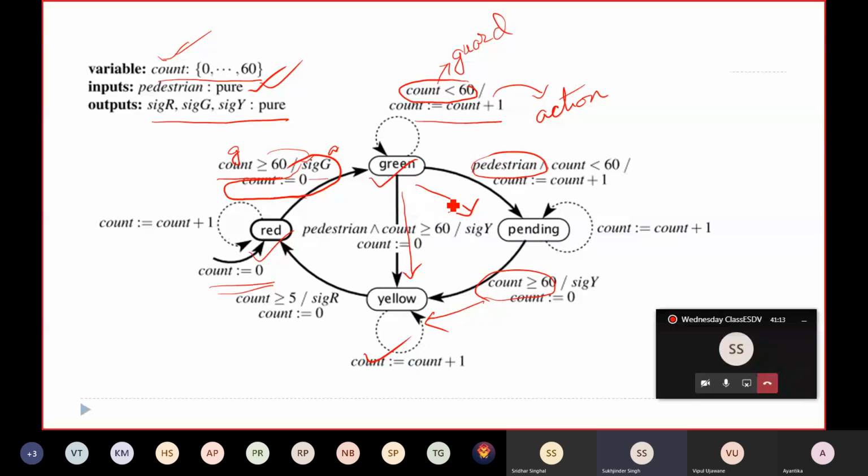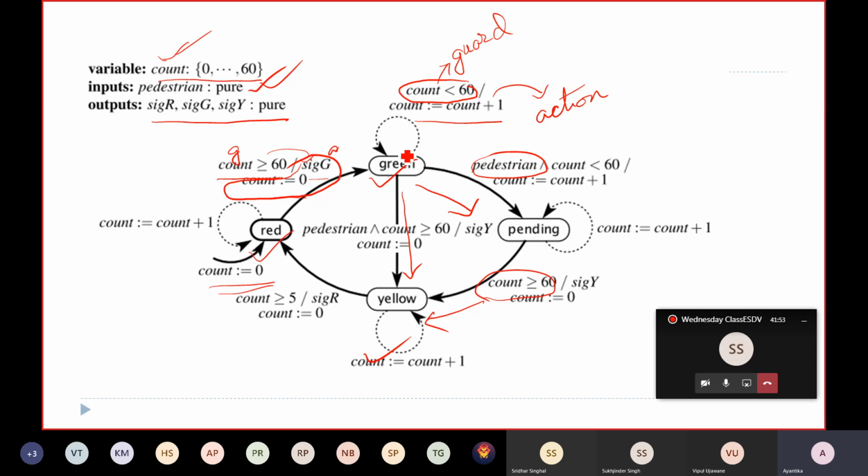As soon as the counter is considered from green to pending state, the upper one, when the count is less than 60 in the green state, the count will keep on increasing. And when it is transitioning from green to pending, there also, with pedestrian and count less than 60, the counter will keep on increasing. But there is no change in the signal color. Is it right, ma'am? Am I getting it correctly? Yes, you are correct.